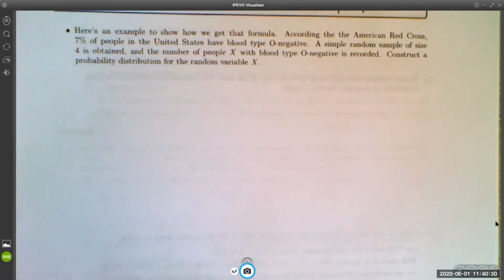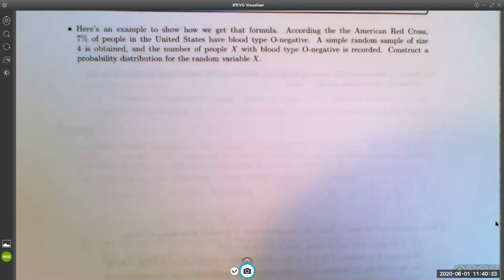This one says, according to the American Red Cross, 7% of people in the United States have blood type O negative. A simple random sample of size 4 is obtained, and the number of people X with blood type O negative is recorded. Construct a probability distribution for the random variable X.